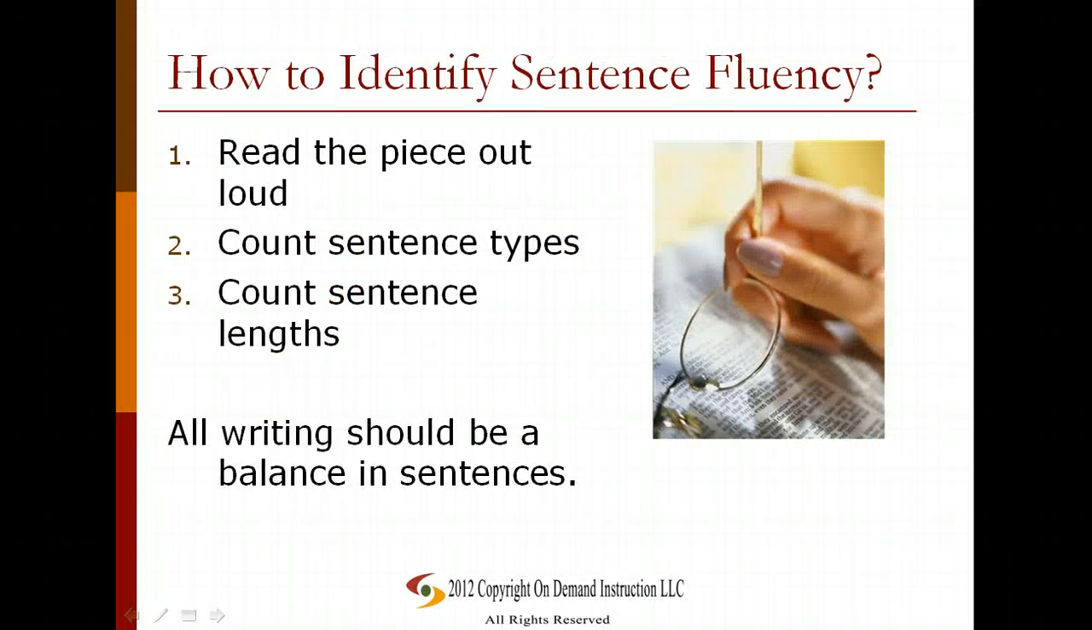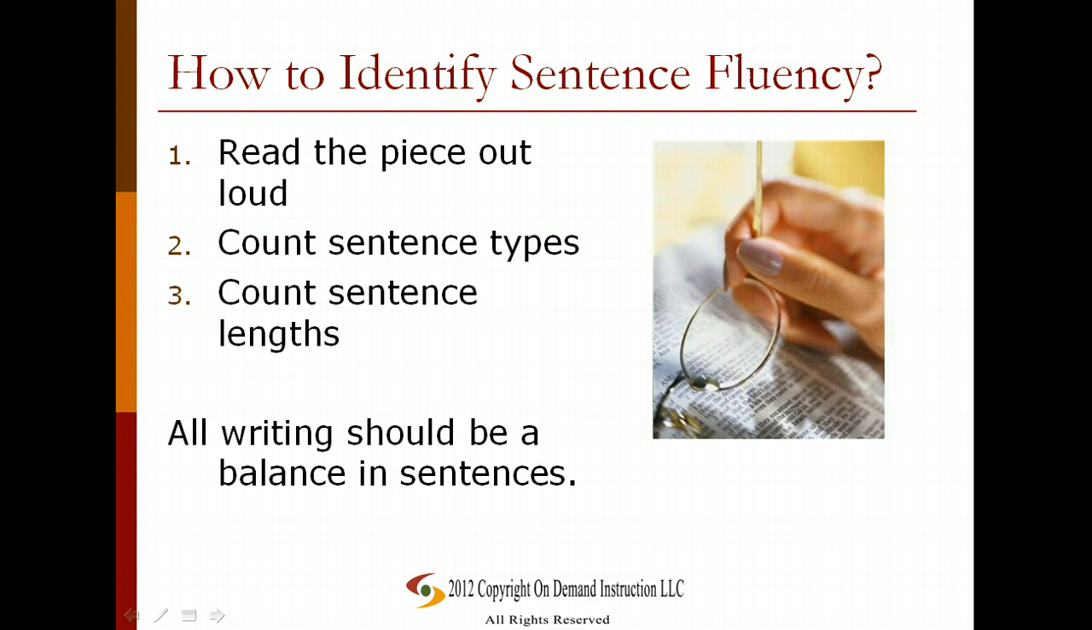So how can you identify sentence fluency? Absolute best way to do this is to read your piece out loud. Doesn't matter what it is. If you're looking at a story, an essay, or a research project, if you read that out loud, you will hear that natural sentence fluency that's coming through. You will hear how all those choices made with individual sentences work in that individual piece.